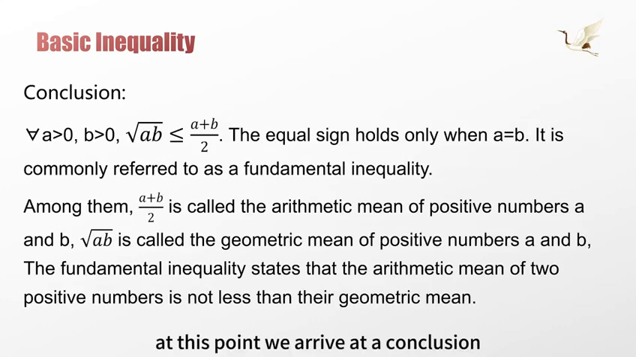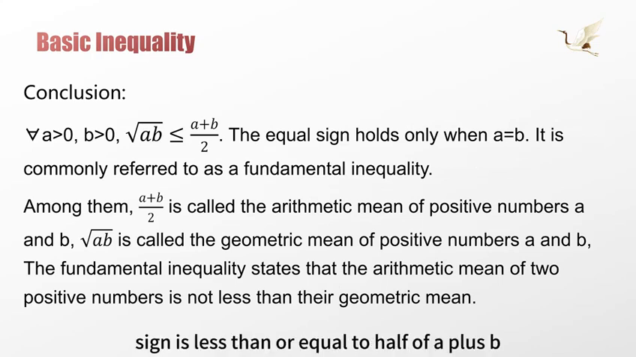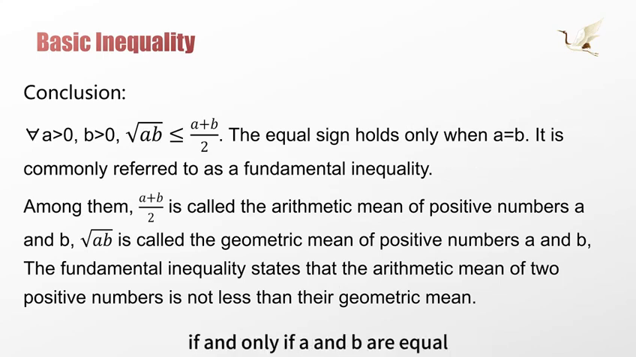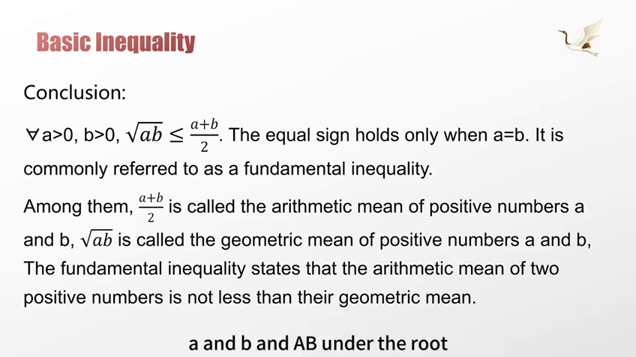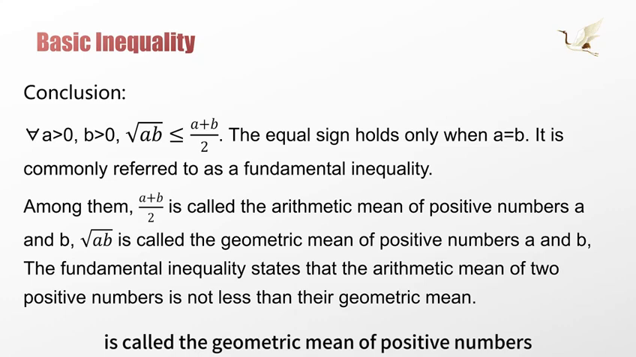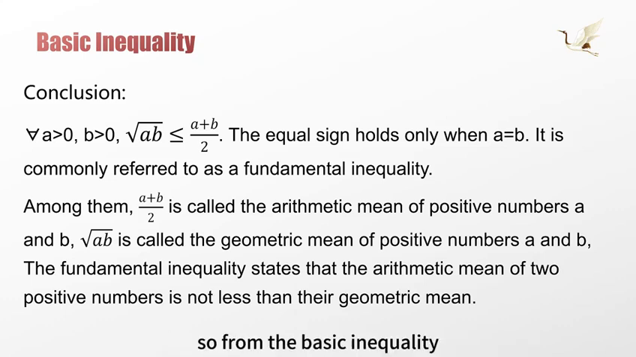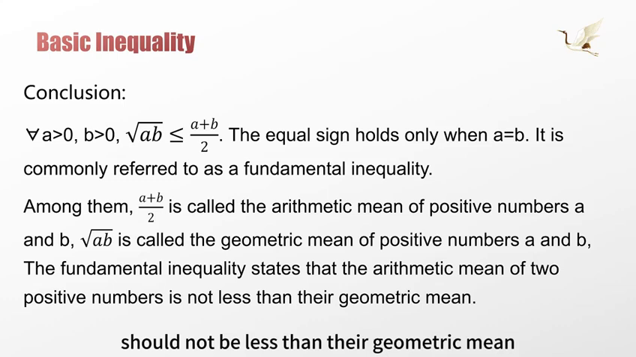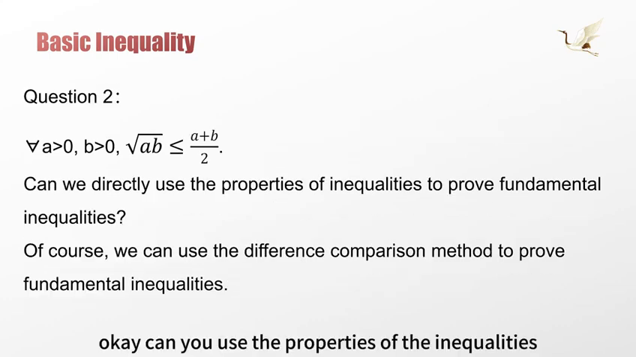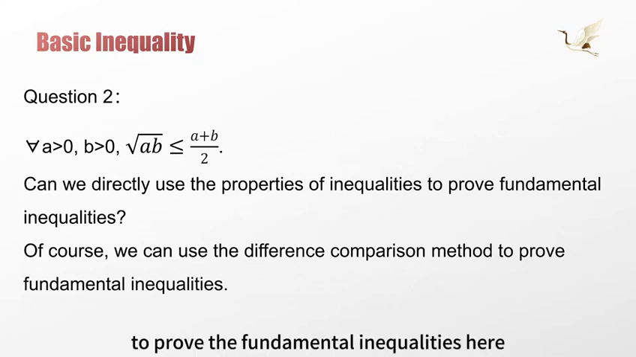At this point, we arrive at a conclusion: for any a greater than 0, b greater than 0, the root of ab is less than or equal to half of a plus b. If and only if a and b are equal, the equal sign holds. We usually refer to this inequality as the fundamental inequality, where half of a plus b is called the arithmetic mean of positive numbers a and b, and the root of ab is called the geometric mean of positive numbers a and b. So from the basic inequality, we can see that the root of ab is less than or equal to half of a plus b, indicating that the arithmetic mean of two positive numbers is not less than their geometric mean.